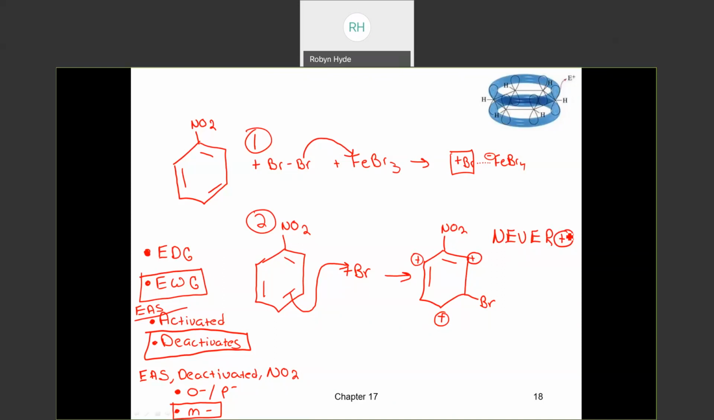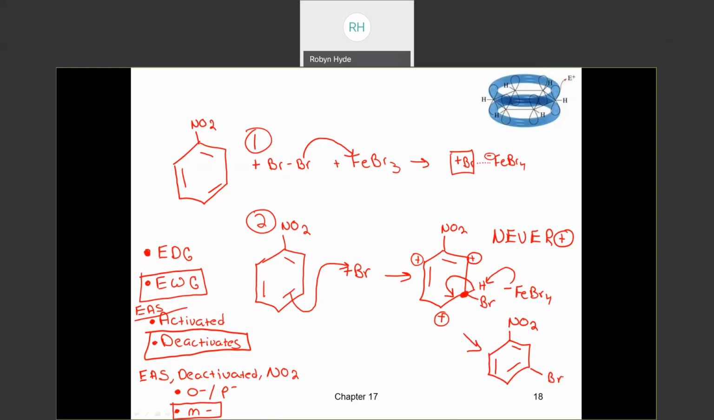So now what is the last step of the chemistry? The minus FeBr4 is going to act as a base. It is going to take the proton from the carbon with the new electrophile. The electrons move in to reform the pi bond. And I have my new product, my nitro with my meta-bromo.